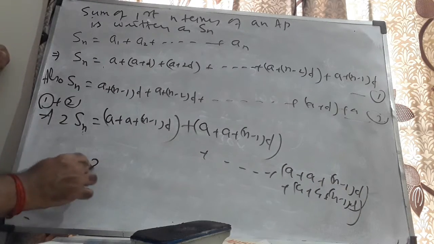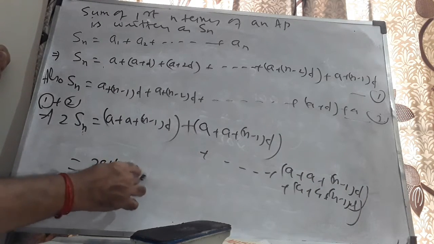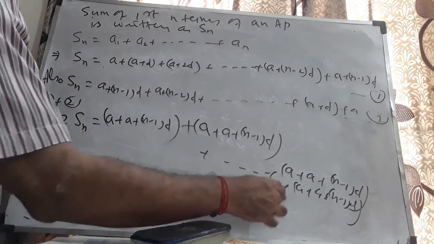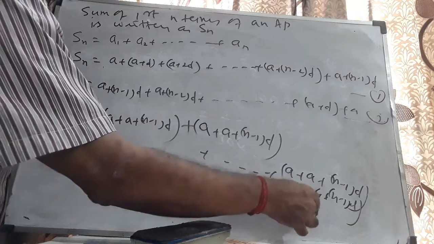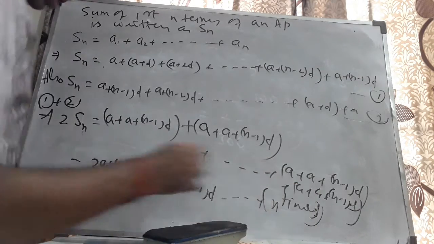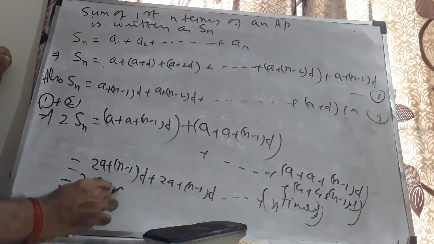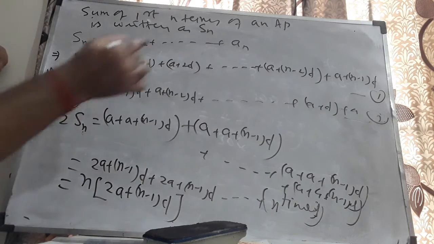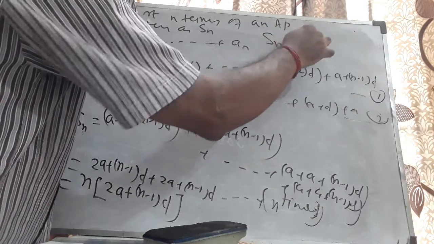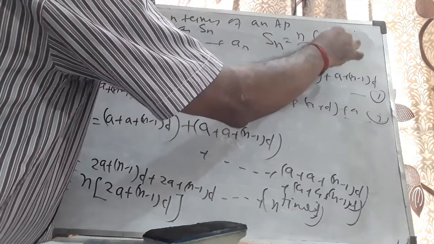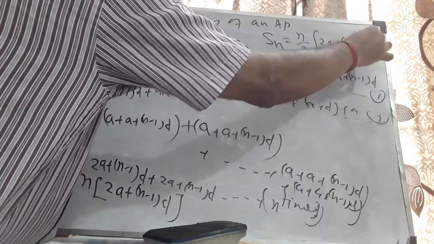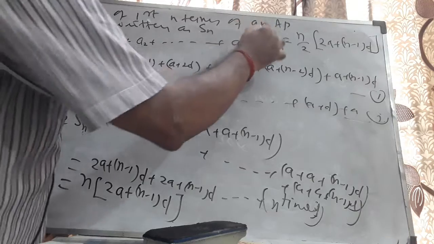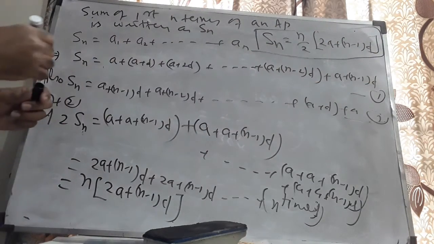Therefore this will be 2A plus (n minus 1) into D, plus 2A plus (n minus 1) into D, etc. up to n times. We will be adding n times. If I add the same number n times, it is n times (2A plus (n minus 1) into D). Therefore, my Sn happens to be n by 2 into (2A plus (n minus 1) into D). This is the formula to be obtained. This is the formula to be used in the problems.